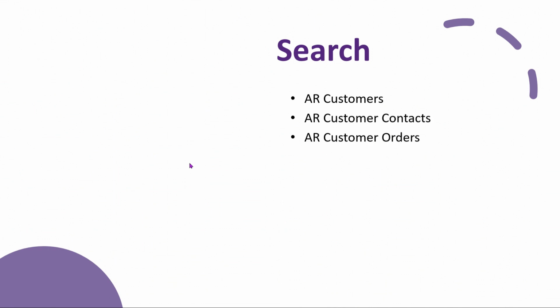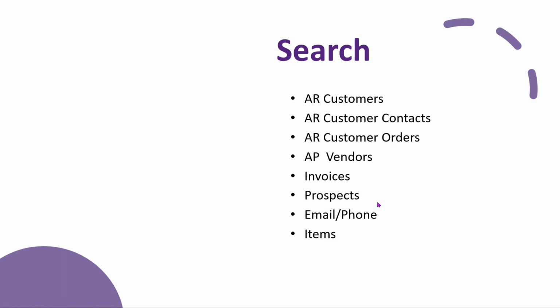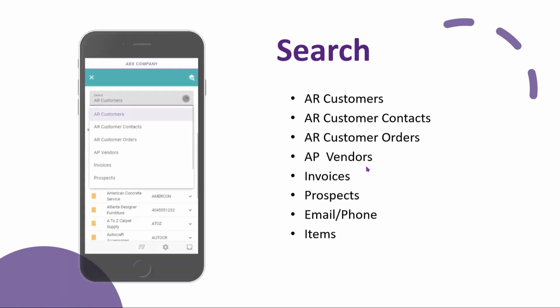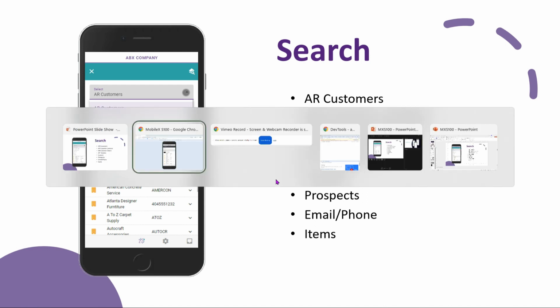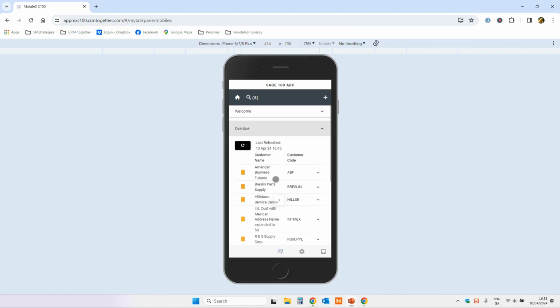You can also search your Sage 100 data, so you would do that using AR customers, AR customer contacts, AR customer orders, AP vendors, invoices, prospects. Again, an element of the CRM layer that I will come back to. You can search on email or phone, you can search on items, and on the screen here you have a visual of what that looks like in the app and how quick and easy it is to do that. So I am going to transfer over to the app now and we'll take a look at that.